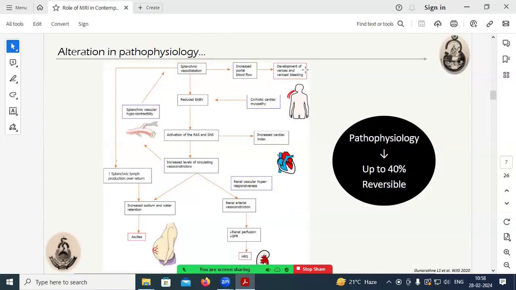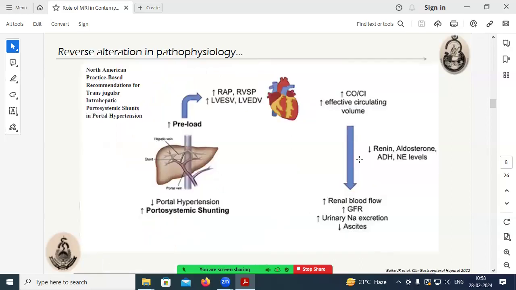So we know that all these complications, whether it is ascites, hematemesis, cardiovascular dysfunction, or renal failure, are secondary to all these processes put together. But the good news is that about 40% of the pathophysiology is reversible. So even in advanced cases, 40% of the things can be brought back to normal, or can be halted.